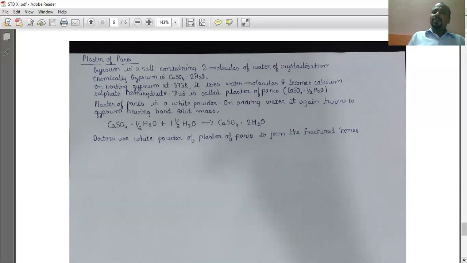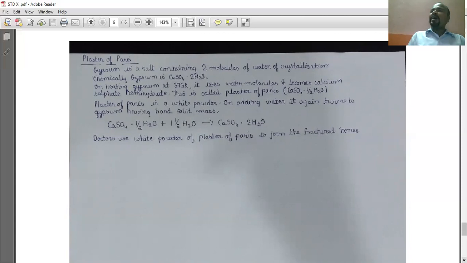Gypsum is a salt containing two molecules of water of crystallization. Chemically, gypsum is calcium sulfate dihydrate, that is CaSO4·2H2O. Why is it said dihydrate? Because two molecules of water are present in it. On heating gypsum at 373 Kelvin, it loses water molecules and becomes calcium sulfate hemihydrate. This is called plaster of Paris, that is CaSO4·½H2O.